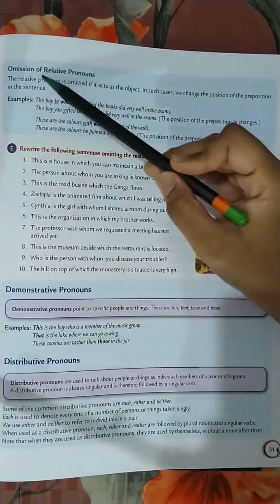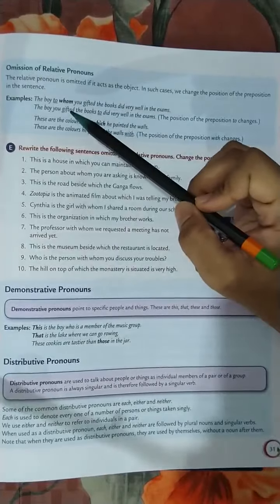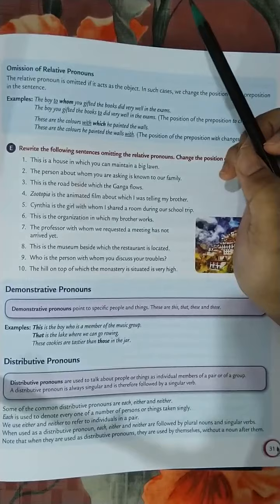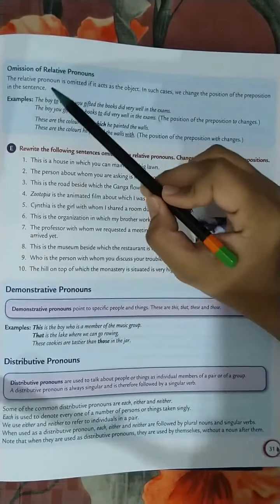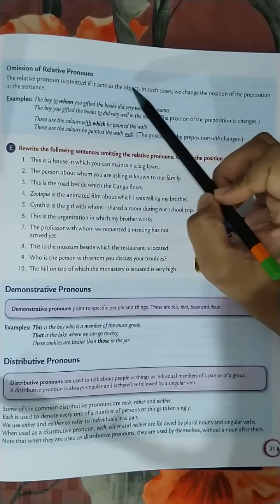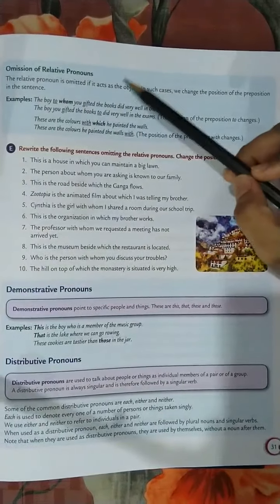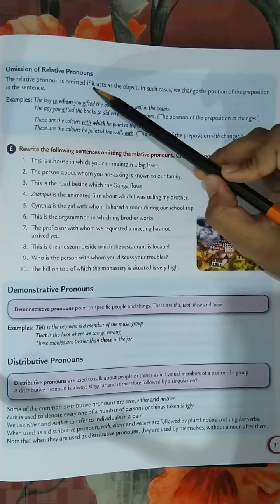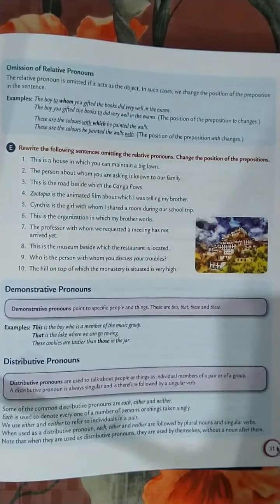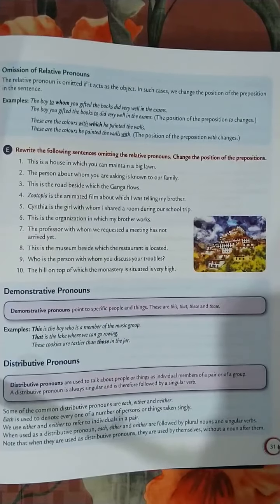Students, omission of a relative pronoun. Omission means to remove, to discard. Okay, so the relative pronoun is omitted, removed, if it acts as the object. Now sometimes the relative pronoun is removed, is discarded if it acts as an object. Okay, so sometimes the relative pronoun is removed if it is acting as an object.